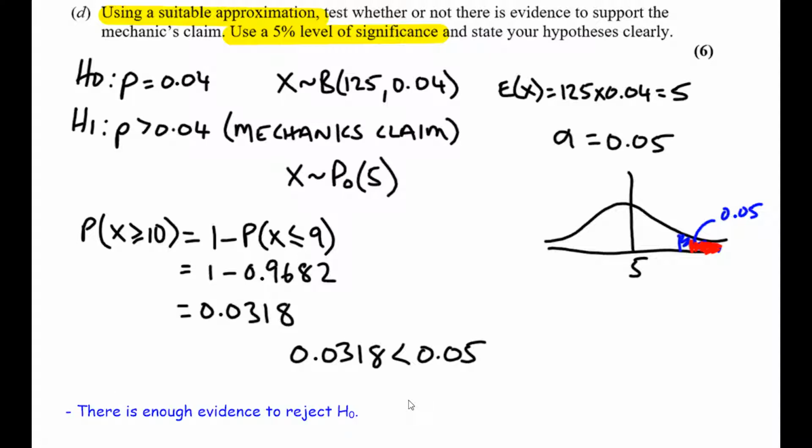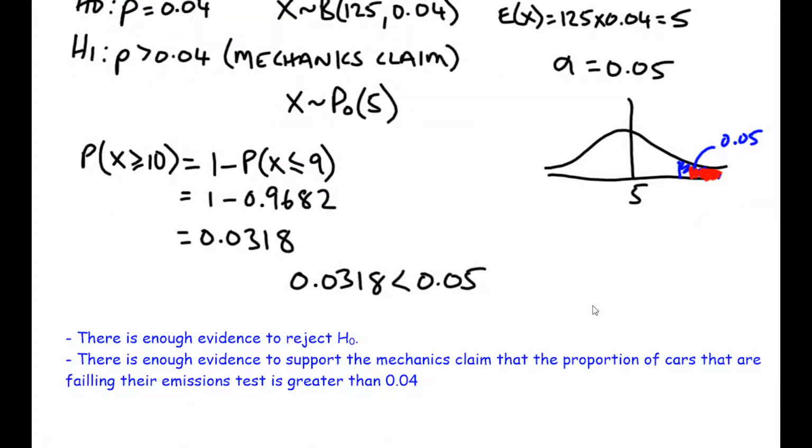Okay, and then in context, what's my conclusion? Remembering that the mechanic's claim was actually H1. So there is actually enough evidence to support the mechanic's claim that the proportion of cars that were failing their emissions test is actually greater than 0.04. Okay, so there is enough evidence to reject H0, and there is enough evidence to support the mechanic's claim that the proportion of cars that are failing their emissions test is greater than 0.04.